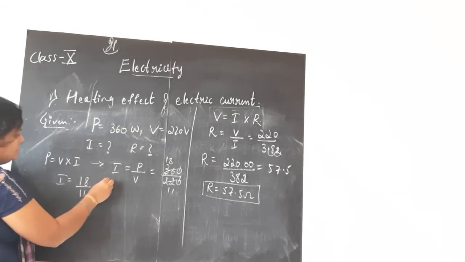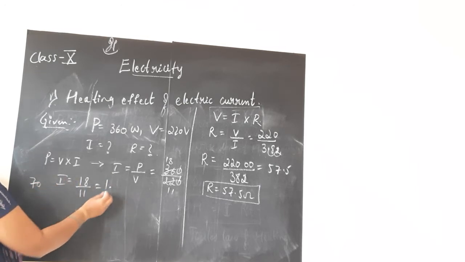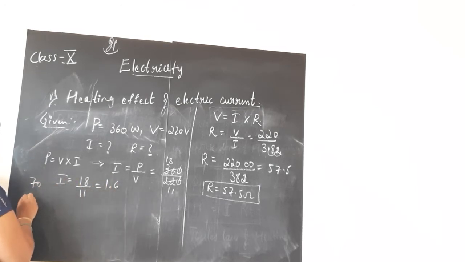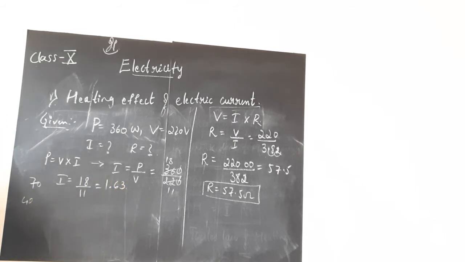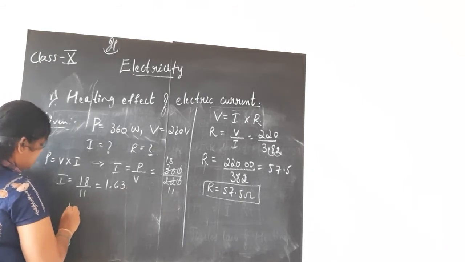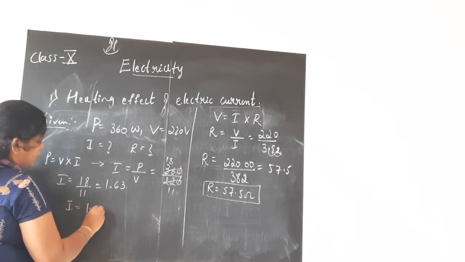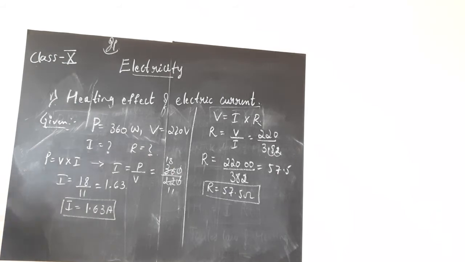11 ones are 11, means the remainder is 7. Keep one decimal point, take 0. 11 6s are 66, means the difference is 4. Point is there, take 0. 11 3s are 33. This and all you should do very fast, children. I can't show you all the calculation clearly. Now 1.63 ampere we got as the value of current.